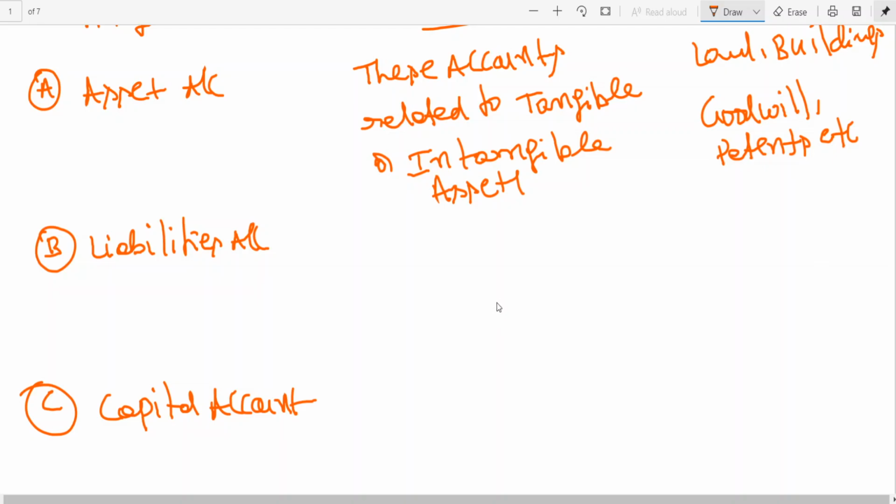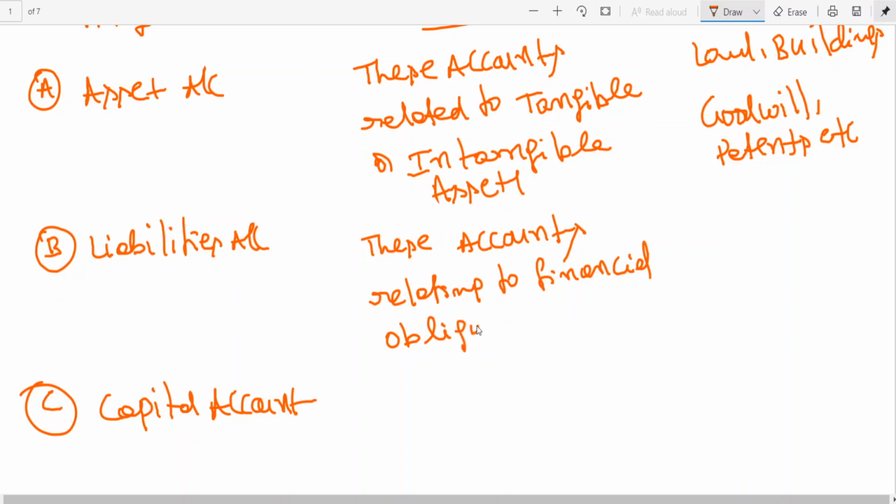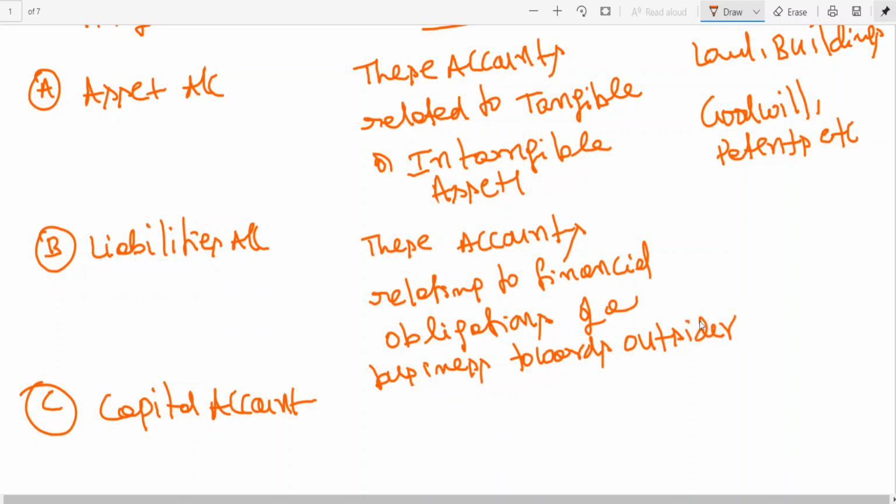Now, liability. These accounts relate to financial obligations of a business towards outsiders. Example, as we have discussed already: creditors, bank loan, etc. You have borrowed a loan or there is an amount due to creditors. Who are creditors? We have already discussed this.